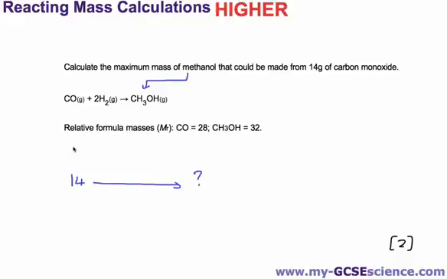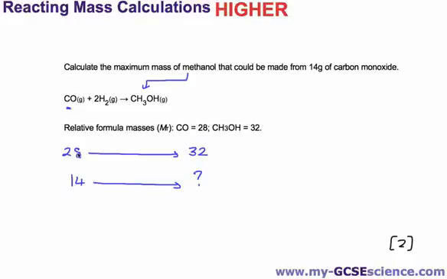Well, the first step is to work with our relative formula masses. So if we take our relative formula mass for carbon monoxide and methanol, we can see that on this side we've got 28, and that equates to a relative formula mass for the methanol of 32. Now these have been given to me in the exam, or in this question, which is fortunate. Sometimes they don't give it, and you have to be able to work out these for yourself.